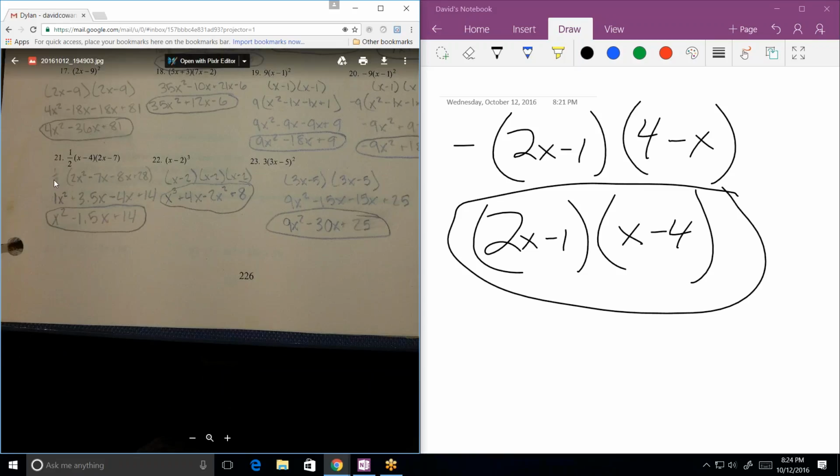Now see here, you brought that 1/2 down immediately. I didn't just leave it out of that row. You just gotta do that first. 2x squared minus 7x minus 8x plus 28.